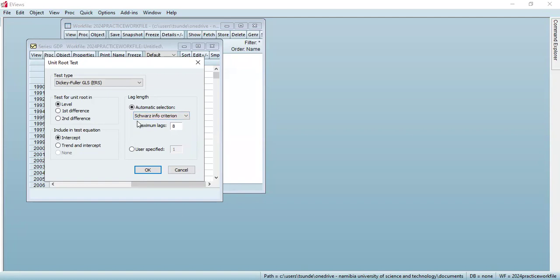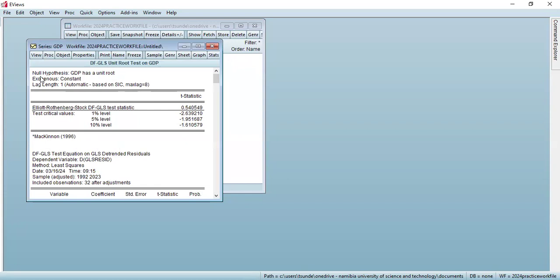So what we are going to do here is test the unit root for the variable GDP in levels using a model with an intercept. This is what is described in this window here. So we are going to test the unit root for GDP in levels, that is using the data that we collected as it is, without manipulating or transforming it in any way, using the model with intercept. If you click OK, you will get your test results. And we are mainly interested in the first part of the results.